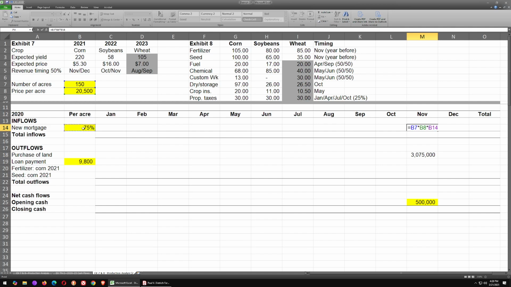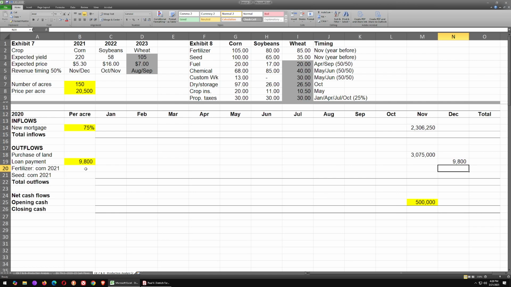Now you can see I have a control for the mortgage so that if he ends up negotiating, hey, if I get a bigger mortgage or a smaller mortgage, you can see what the cash flow implications are. And that's why I've got it as a control here. So we've got that number. We've got the loan payment. The first loan payment happens in December.